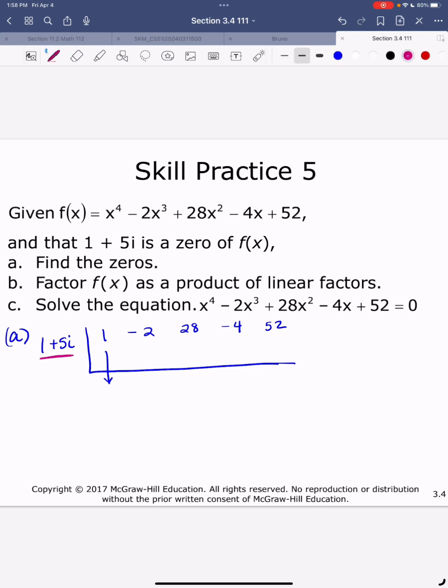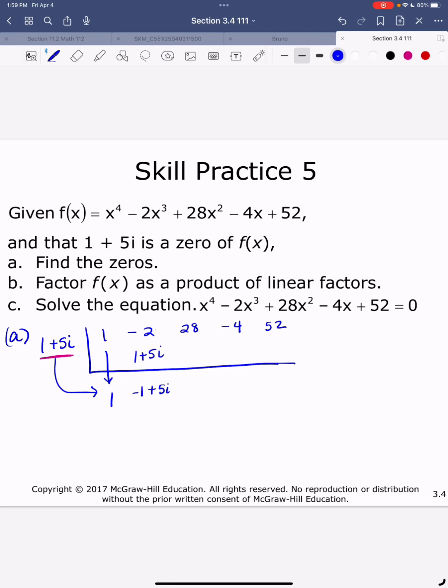I'll start from the beginning here by multiplying this 1 plus 5i times the 1 that I brought down. This will give me 1 plus 5i. Now I need to combine this here by adding negative 2 plus 1 plus 5i. Negative 2 plus 1 I can add together because they're like terms to get negative 1, but I'll still have the plus 5i.